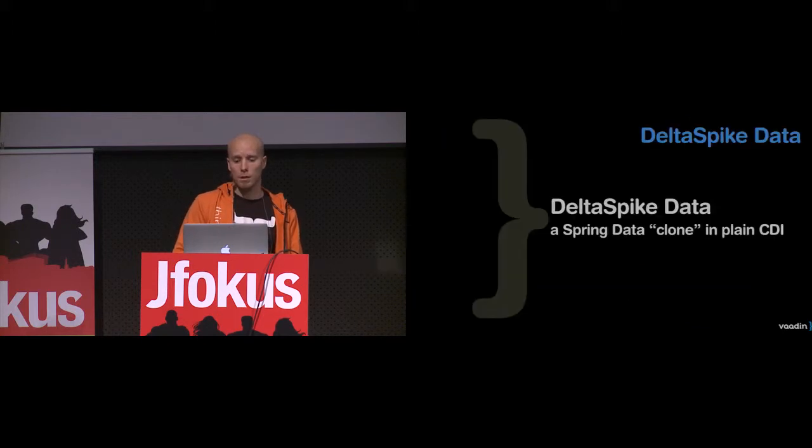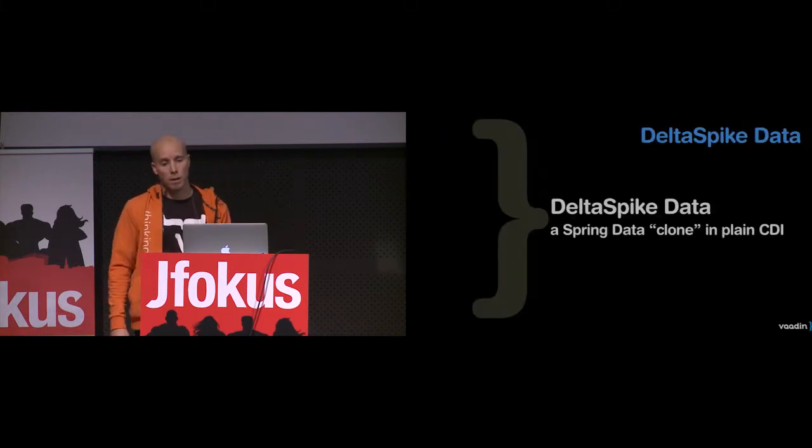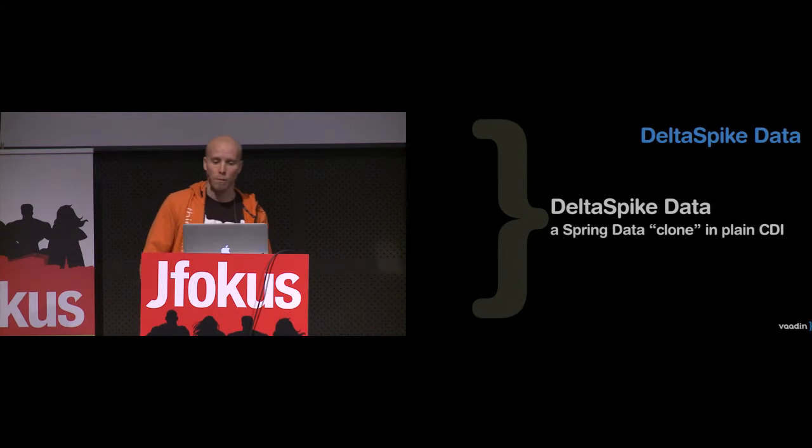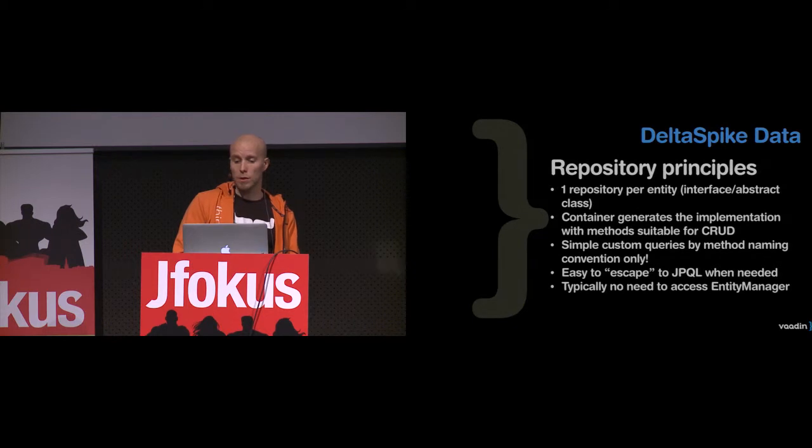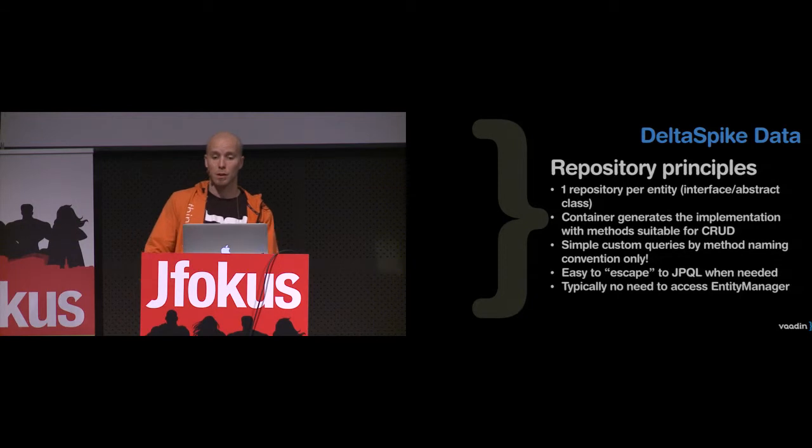So that's not an optimal solution, but DeltaSpike Data is pretty much like a clone, or it has gotten its inspiration from Spring Data. So I started to play with that, and nowadays I'm practically basing all of my Java EE examples so that there are DeltaSpike Data repositories behind the scenes.